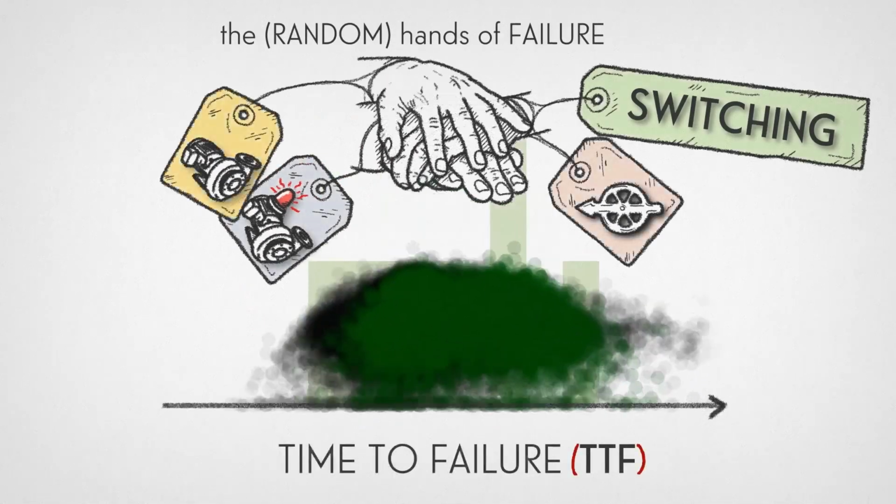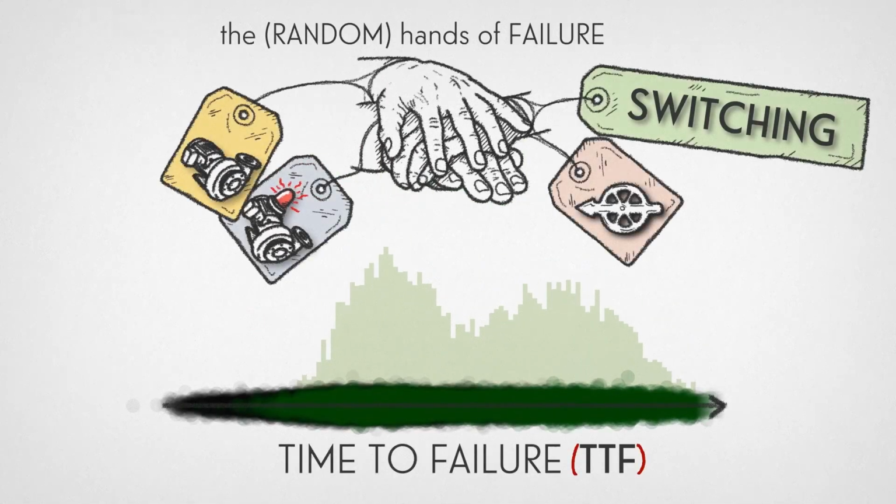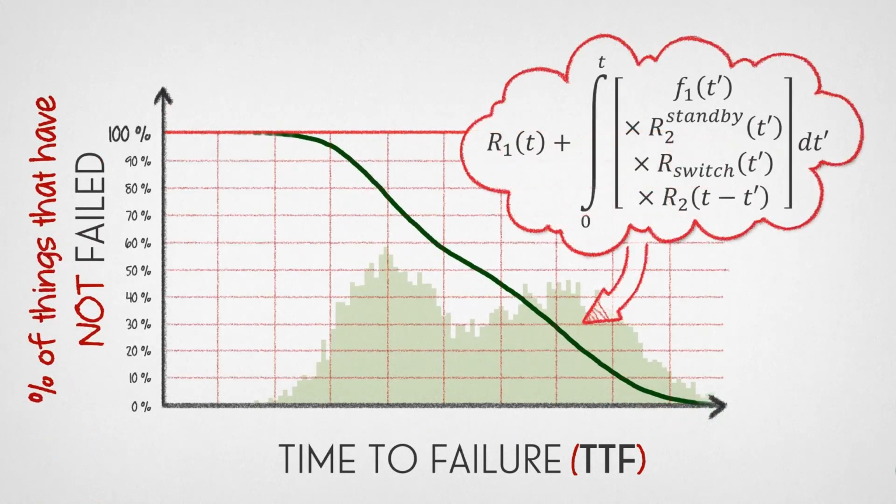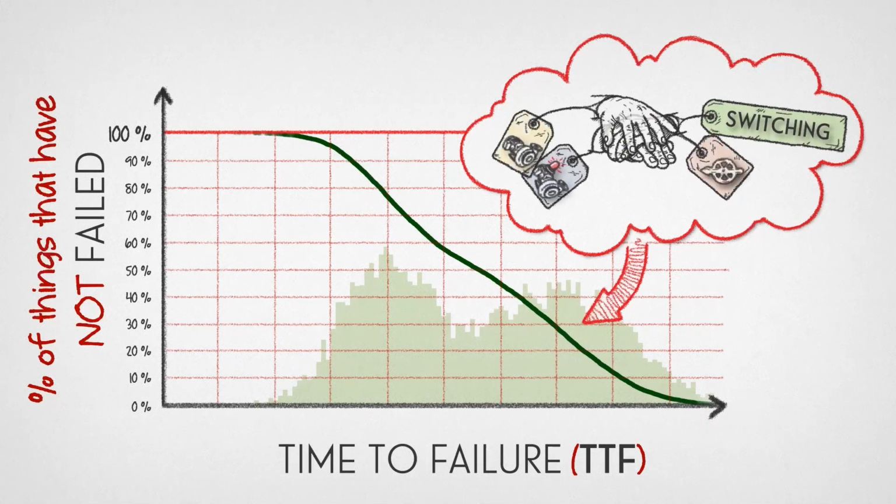Random hands of failure can simulate both components and switching system times to failure, but the equation that calculates switching system reliability is truly horrible and can only be solved by skilled computer programmers. If only we could have the random hands of failure simulate thousands of data points for the whole system to create a smooth reliability curve like this.